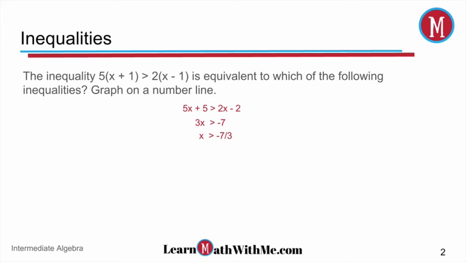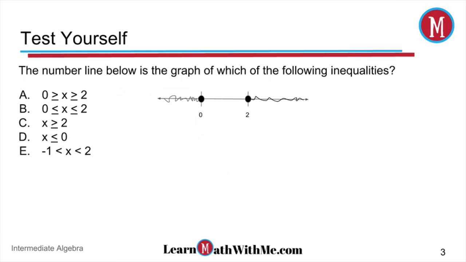Now we need to graph this on a number line. So we're going to take the number line, mark the spot for negative 7/3. Then, because the inequality is greater than but not equal to, we have an open circle and then the line going to the right. Now let's take a look at the test yourself problem.